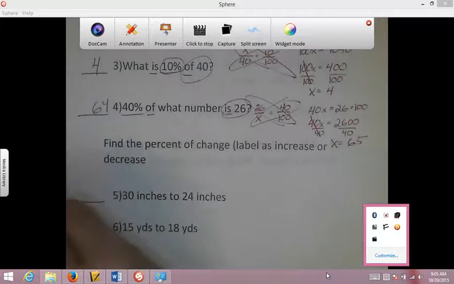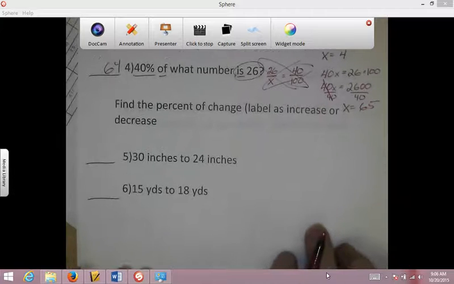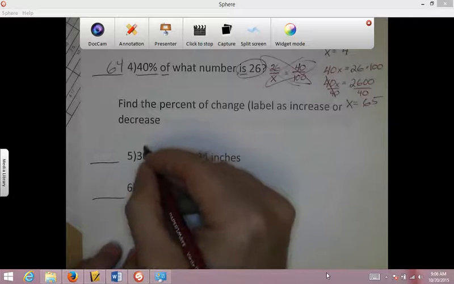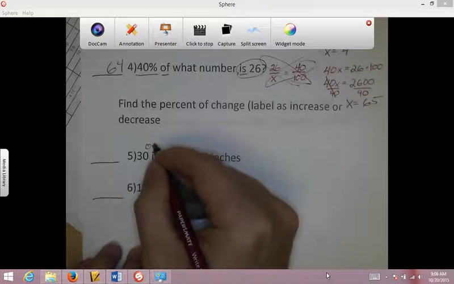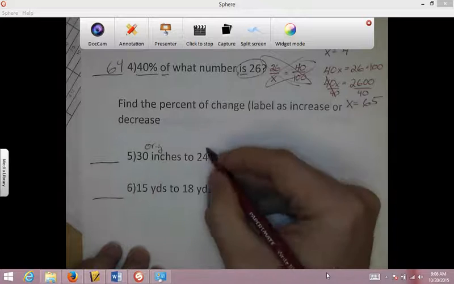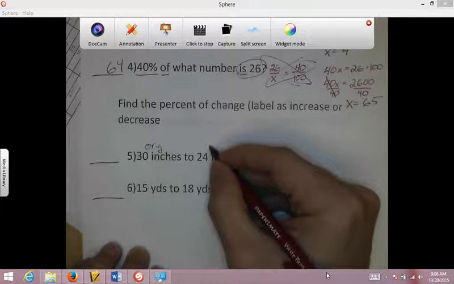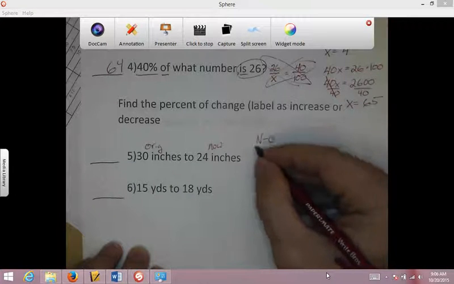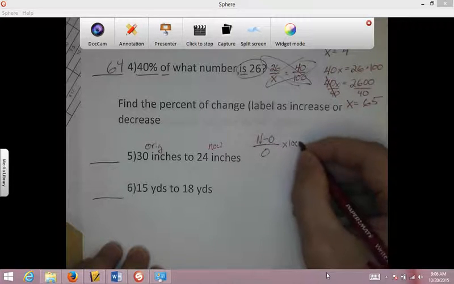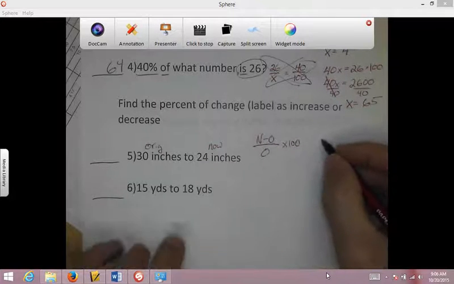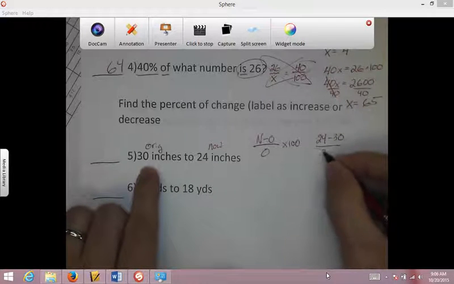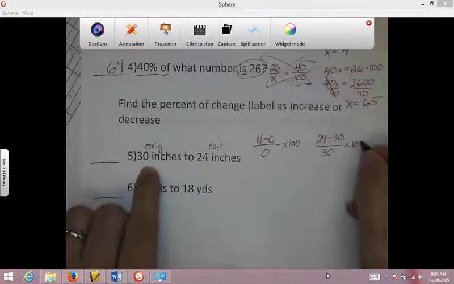Okay, so number 5. For these ones, for percent of change, the first thing they mention is the original or the old. The second thing they mention is the now or the new. Remember that magical phrase that I taught you? Do you remember this? Oh no! Times 100. So, now minus original over original times 100.